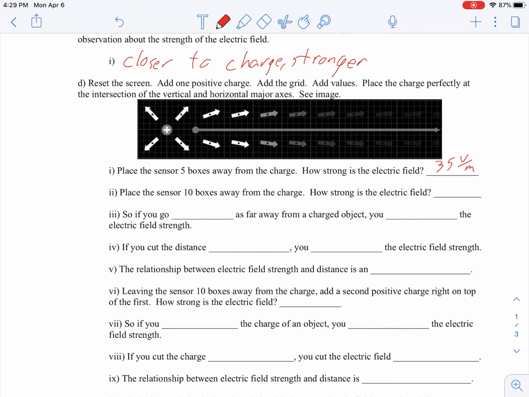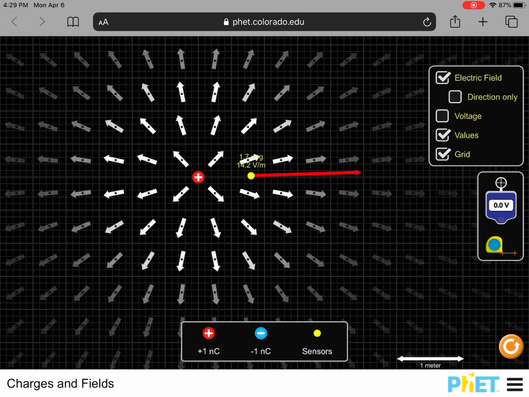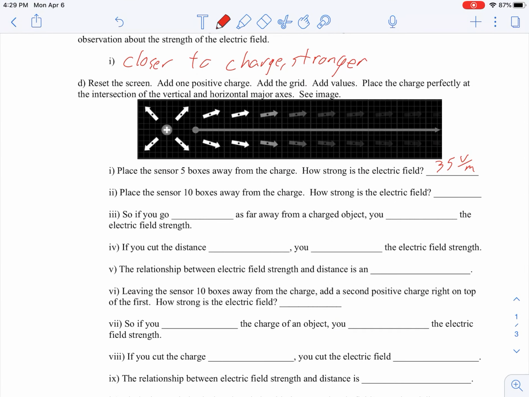Now place the sensor 10 boxes away from the charge. How strong is the electric field? So let's see, I'm going to move it 10 boxes away. So it's about 9 volts per meter. So if you go twice as far away, 2 times as far away, you blank the electric field strength.